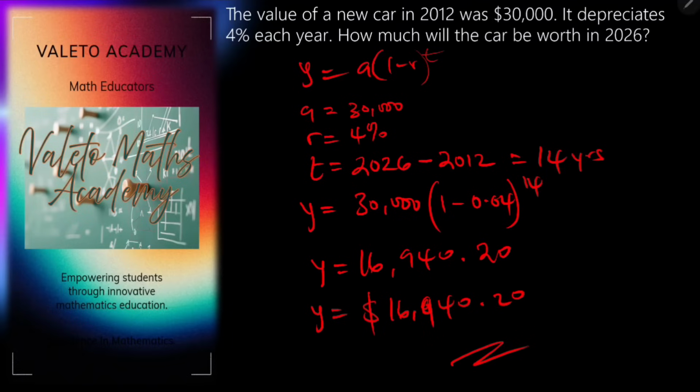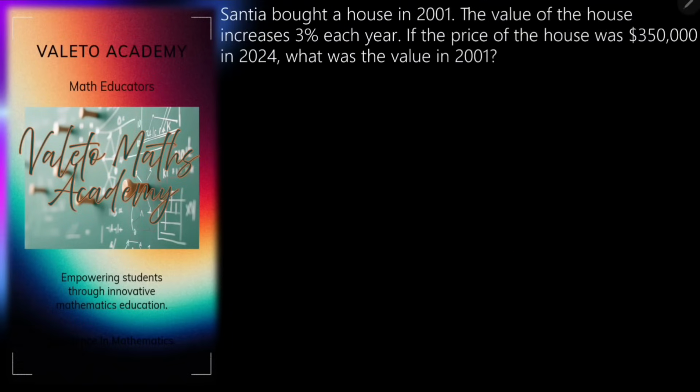Okay, so let's see if we can take one more question that will show other aspects of exponential growth. Okay, we are here finally. Santia bought a house in 2001. The value of the house increases 3% each year. If the price of the house was 350,000 in 2024, what was its value in 2001?